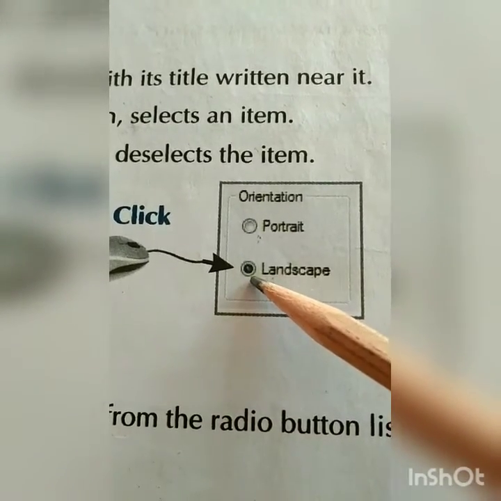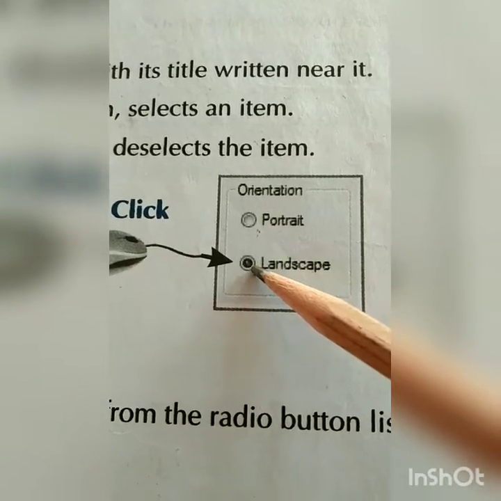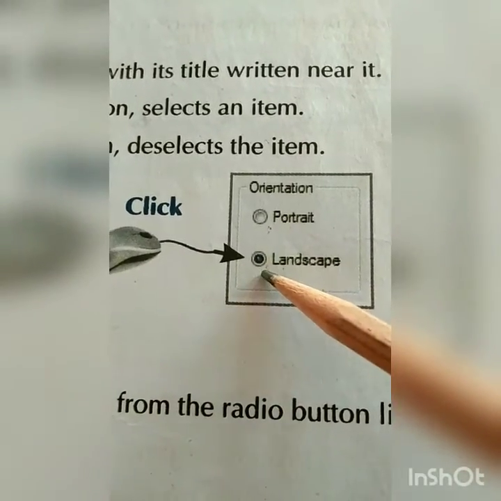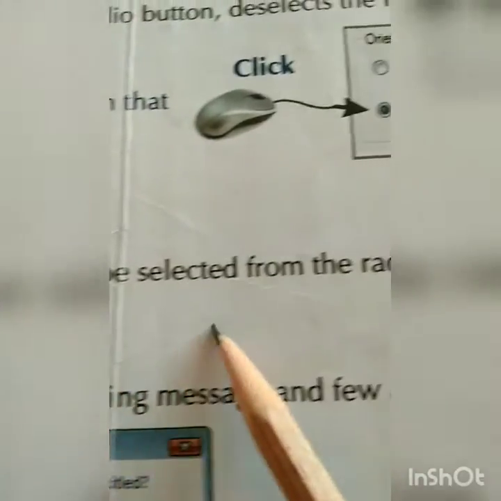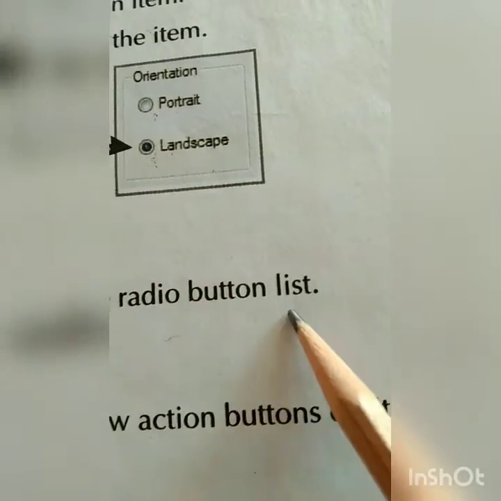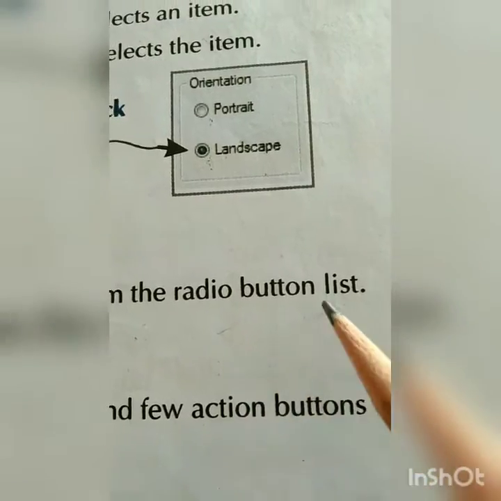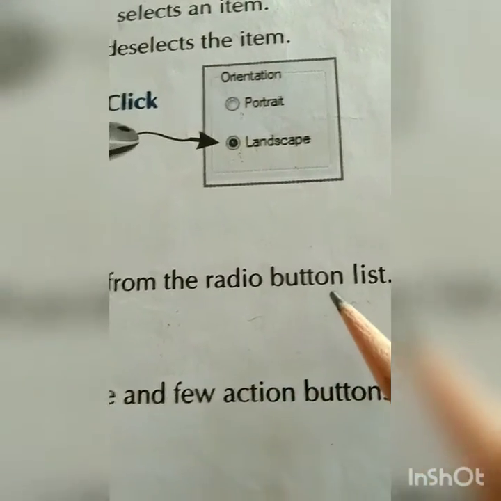A radio button is known as this tiny circle, and one black mark in the circle means it is selected. Only one radio button can be selected from the radio button list. So keep this one thing in your mind: you can select only one radio button.